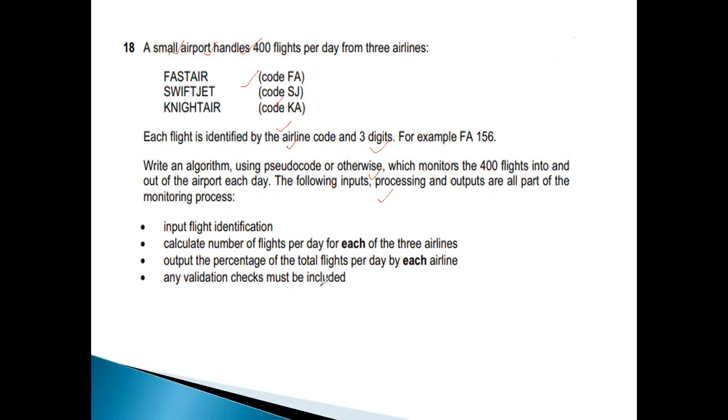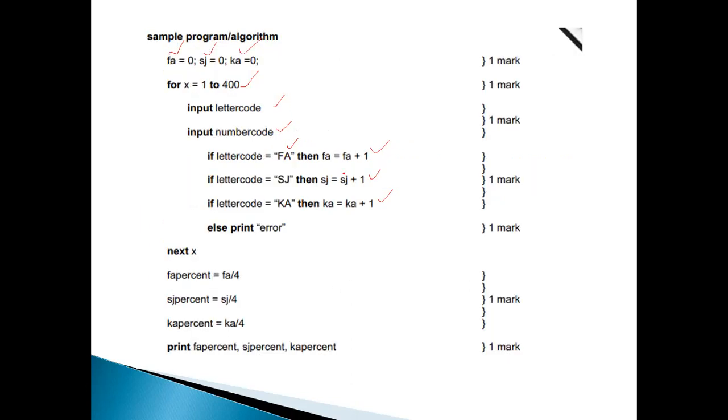Okay, the user can give any wrong number as input, okay? It should show a message. So else print error. So this line you can add, okay? In your code, this line you can add. Here you can write the percent. FA divided by 4, yes. These three lines you have done?